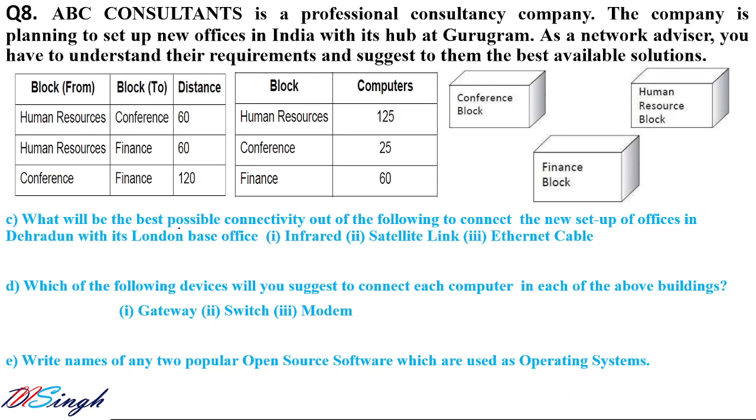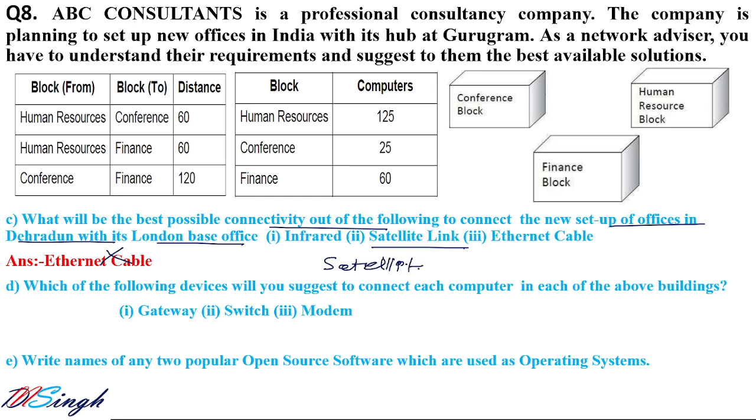Fine. Next, what will be the best suitable connectivity out of the following to connect new set of office in Dehradun in its London based office? We are not going to use a cable there. We are going to use what? Satellite link. For larger distances, always choose the option of the satellite link. Ethernet cable is wrong answer here. That is Dehradun to its London base office. You need to go for satellite. Okay, satellite will be the correct answer.